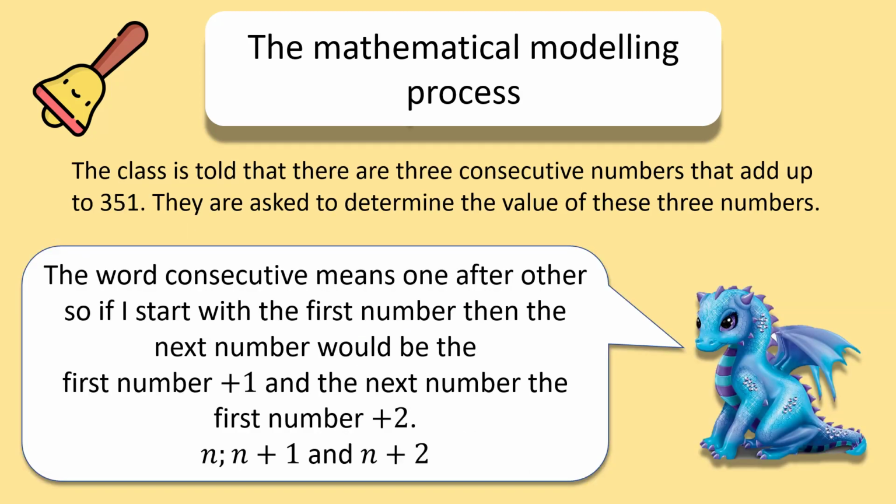So let's see. Zing thinks the following. The word consecutive means one after the other. So if I start with the first number, then the next number would be the first number plus 1. And the next number would be the first number plus 2. Do you see we always use the first number? So instead of writing first number, why don't we use the variable n? We can also use x, y, it doesn't really matter. So if the first number is n, the second number must be n plus 1. And the third number must be n plus 2. So there are our 3 expressions for our 3 unknown numbers.